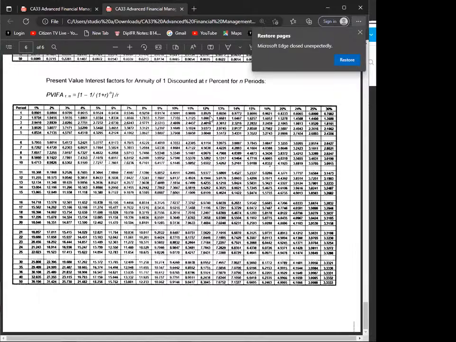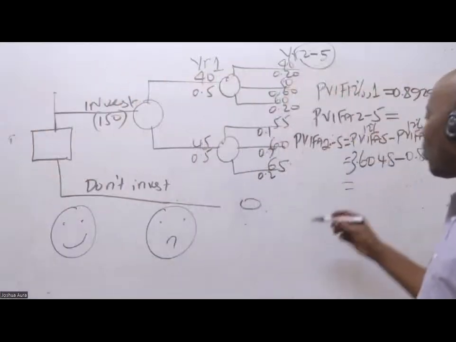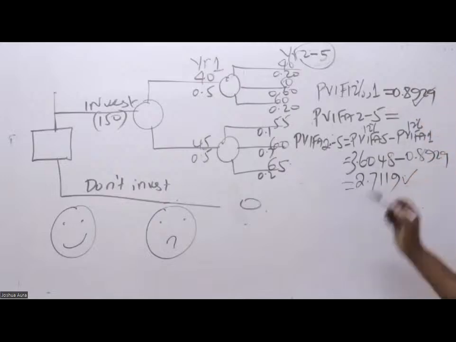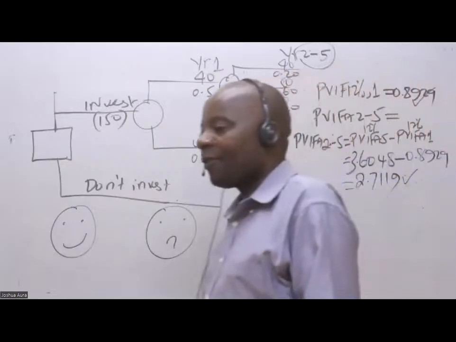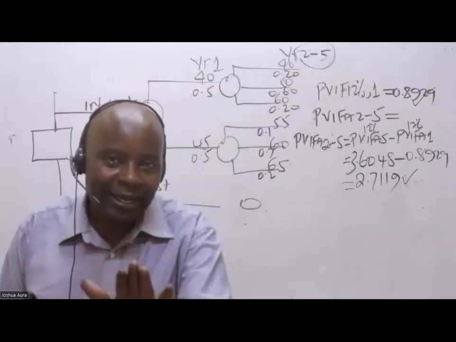So could you kindly, ladies and gentlemen, give me the net? You guys are bright, I'm so sure. So the net is 2.7119. And remember, I had shared with you this marking scheme. You must have realized that the examiner gave you 0.5 mark there.